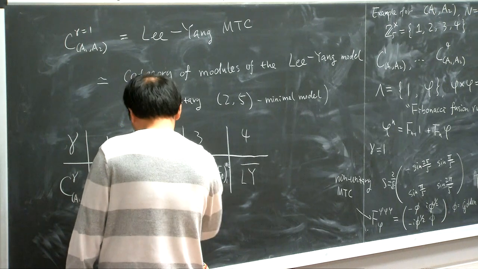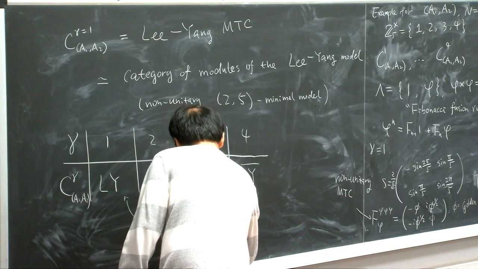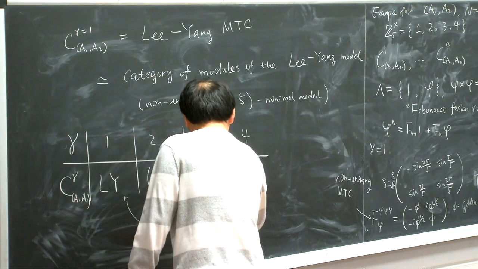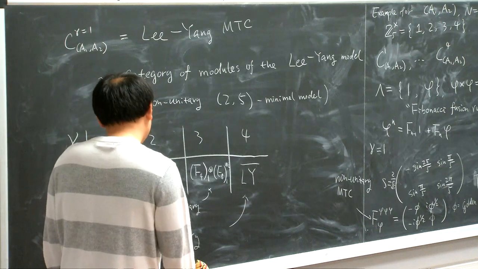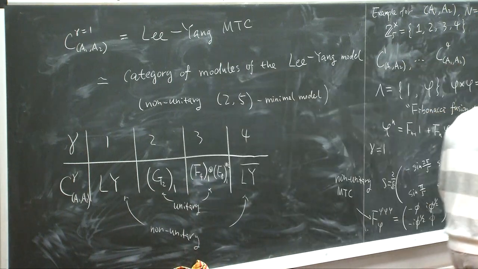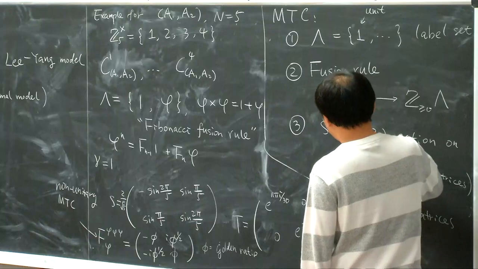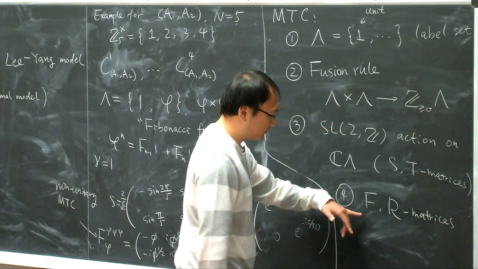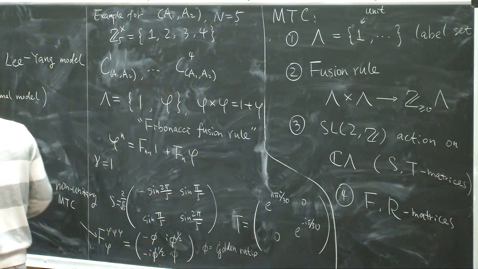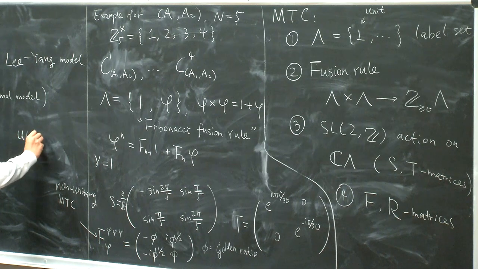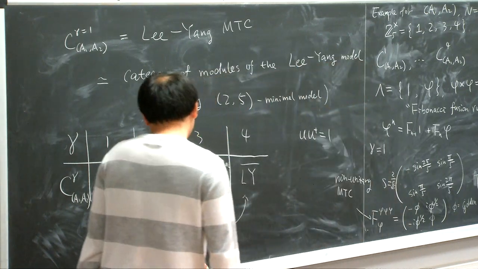And among these 5 MTCs, these 2 are going to be non-unitary. And well, these 2 are actually unitary. So you see that you can get some interesting unitary and non-unitary MTCs. This is not terribly surprising, because although Galois action acts nicely and preserves all the coherence conditions that F and R matrices need to satisfy, it does not preserve unitarity of a matrix. So if you have some constraints that look like this, this is not algebraic, and this is not going to be preserved by some Galois action.